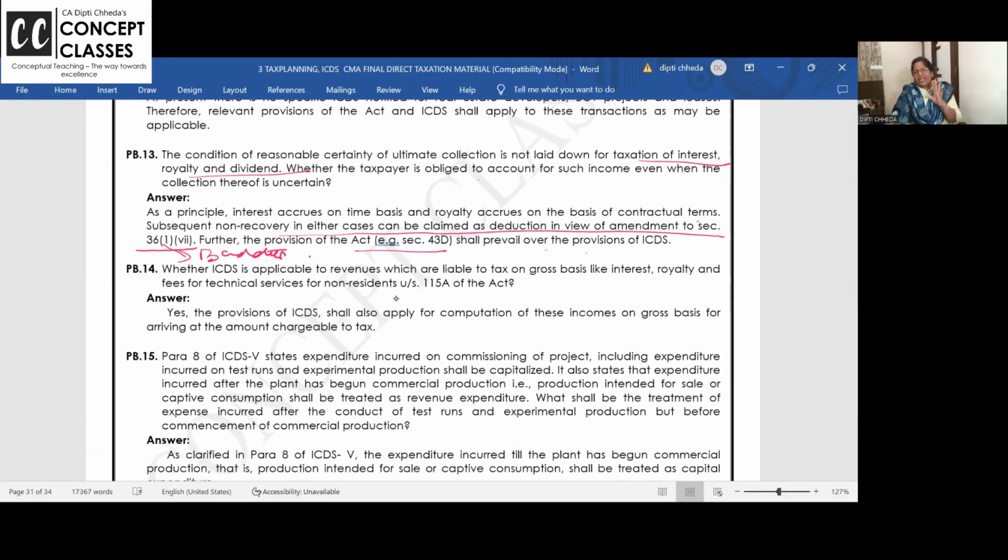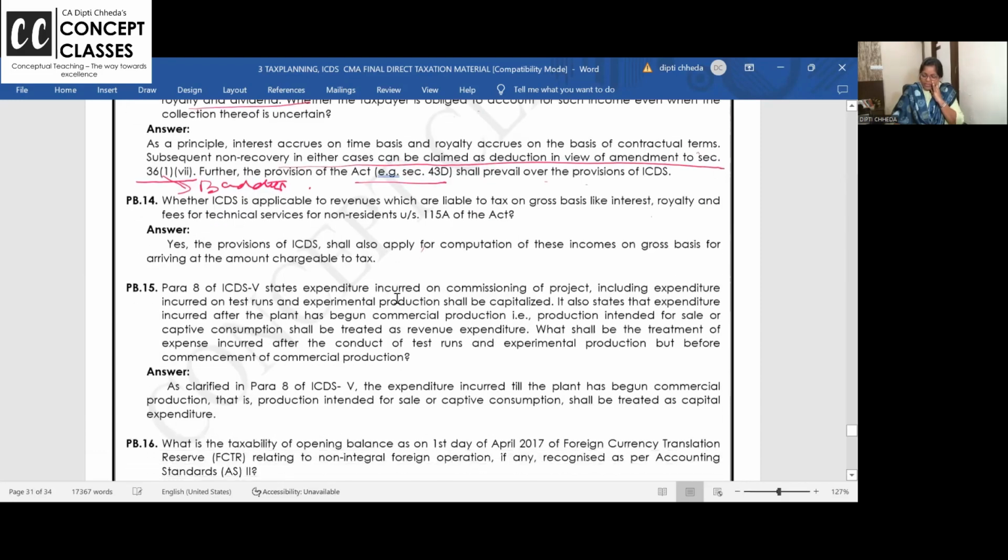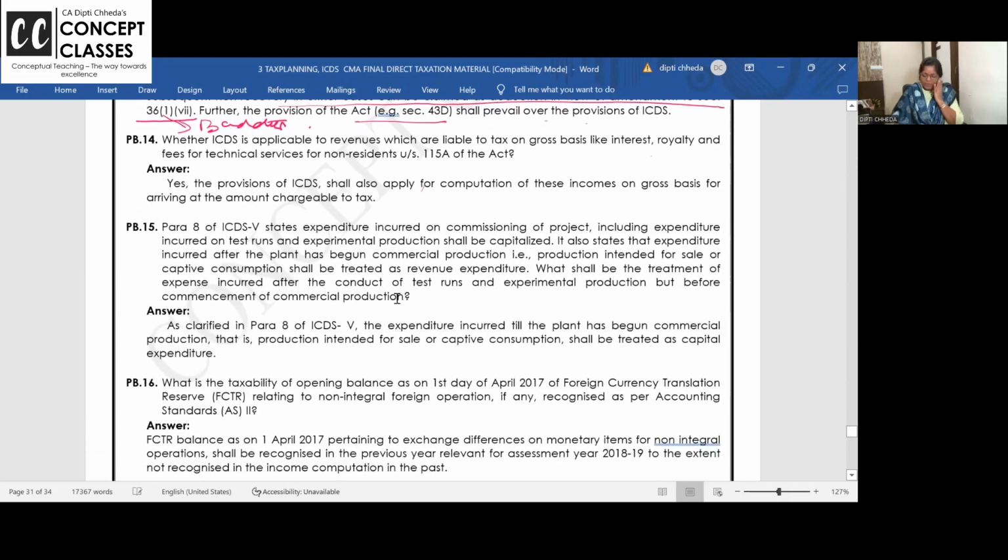ICDS, just have an idea of these questions, and you will be able to answer the treatment. ICDS is applicable to revenue which is liable to tax on gross basis. Yes. All incomes are always taxable on gross basis, something very basic.